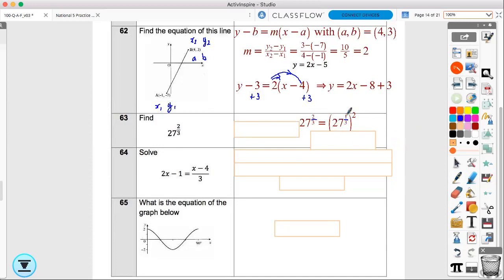Now what's 27 to the power 1/3? Is it 3? Yeah, it's the cube root of 27, the same thing. If it's 25 to the power of a half, it means the square root of 25, but we don't put the 2 in front. But because it's a cube root, you need to put the 3. So the cube root of 27.